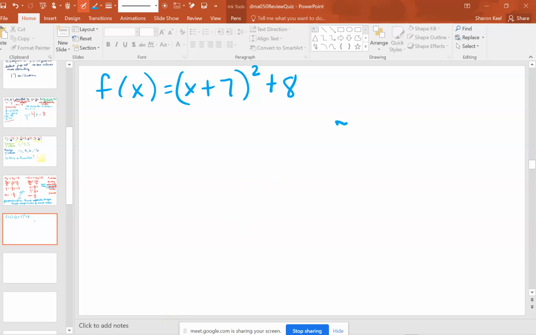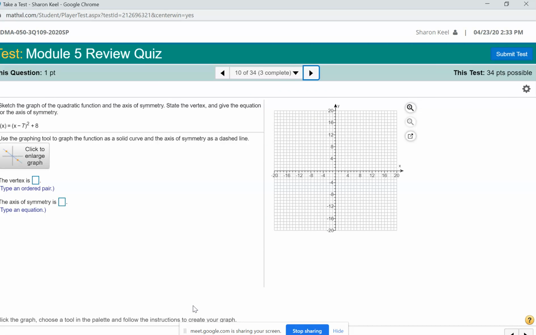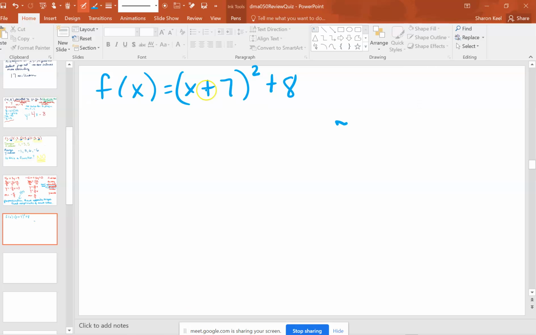Hang on, did I write the 7 right? Okay, I had my signs backwards. There we go. Let's get that out of here and fix that. Okay, x minus 7 squared plus 8. So if we are going to graph a parabola, we're first going to go to y1 equals, and we're going to type in our equation.